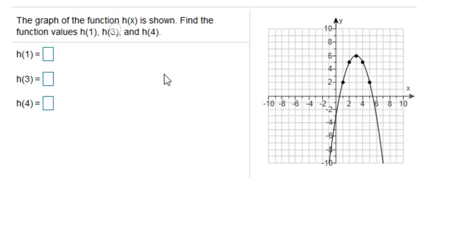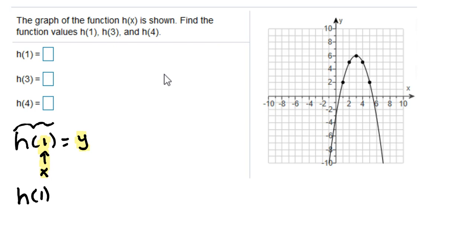The graph of the function h of x is shown. Find the function values h of 1, h of 3, and h of 4. So we have to understand this notation, h of 1. The 1 part is the x value, and the h of 1, the whole symbols together, means y. So we want to read the graph by finding an x value of 1 and then figuring out what that y value is.